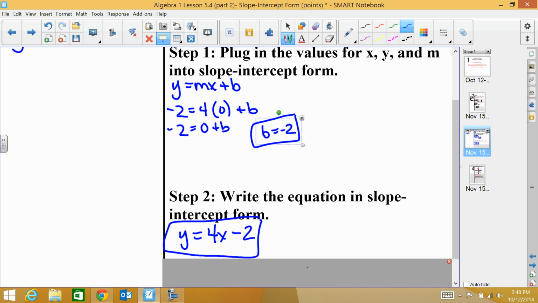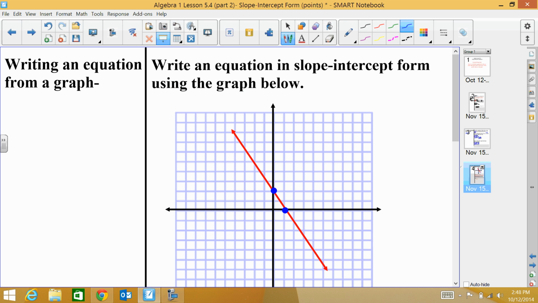So hopefully you guys are catching a pattern. You always use the equation y equals mx plus b, and then you take what information you have and plug it in to find b so you can write your equation. Let's do one more example.